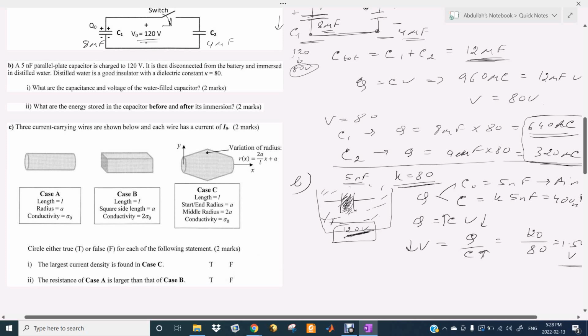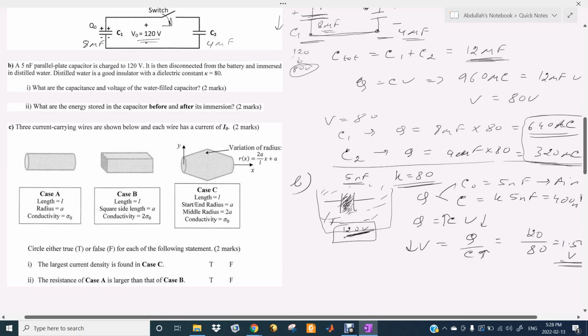So that's what happens. Since Q is fixed and the capacitance increases, the voltage across the terminals decreases. It's a huge decrease, by a factor of 80. That's why in capacitors you prefer high dielectric constant materials, because then you can store a lot of charge. That's used in batteries and other stuff.